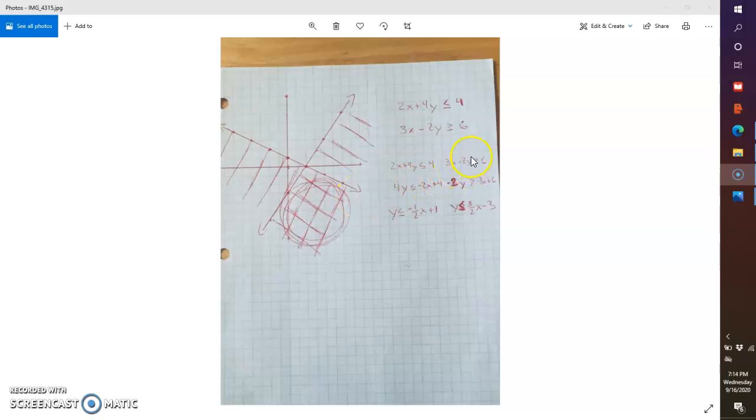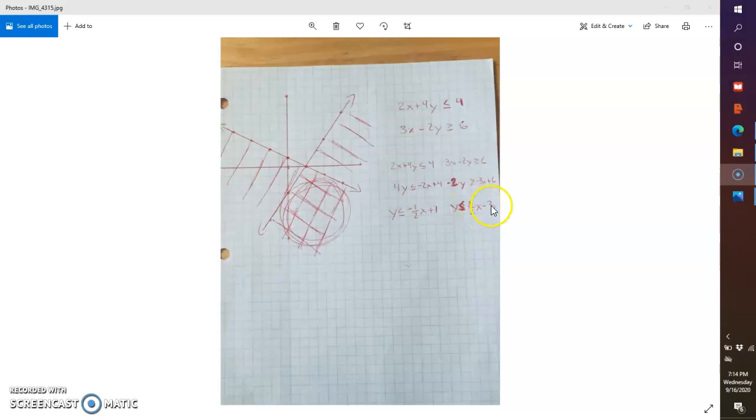Then my 3x minus 2y is greater than or equal to 6. We're going to solve for y again. We're going to subtract 3x on both sides. We're going to divide everything by negative 2, which means we're going to flip the inequality. It's not really going to make a major impact on the answer, but it's still the correct thing to do to flip the inequality when you divide by a negative, so let's be consistent.